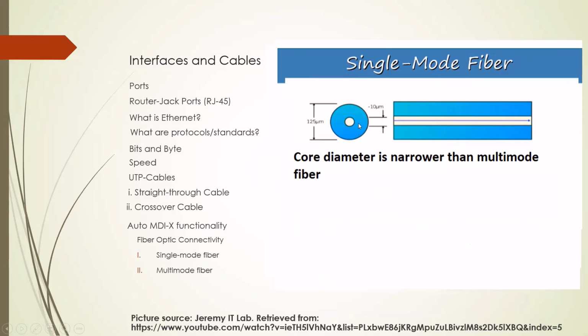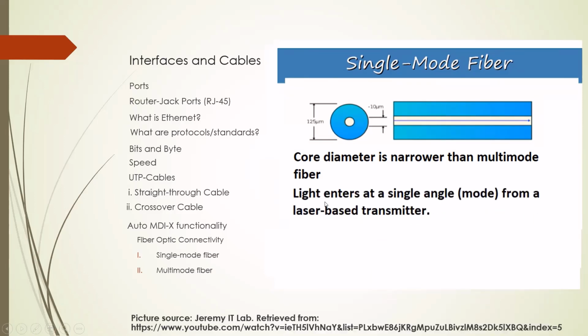Remember, it's glass. The essence of this whole blue section is to reflect and ensure that the light ray entering it comes out at the other end. It reflects it until it gets to the other end. Now, the second characteristic is that light enters at a single angle mode from a laser-based transmitter. I need us to understand the difference between the single mode and the multi-mode. And thirdly, it allows longer cables than both UTP and multi-mode fiber.